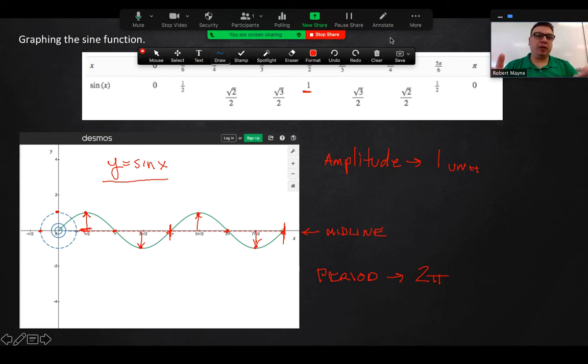Okay, so we know about the amplitude. The amplitude is the height, and it's 1 unit, and it goes from the midline to its max, or the midline to its minimum. And then period is how long until it finally gets through an entire cycle.